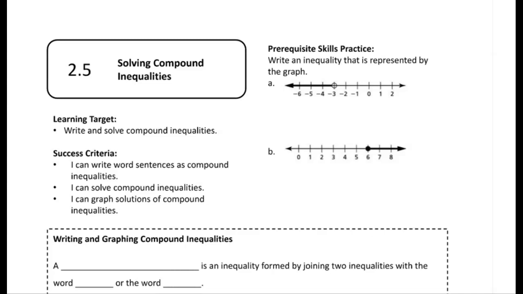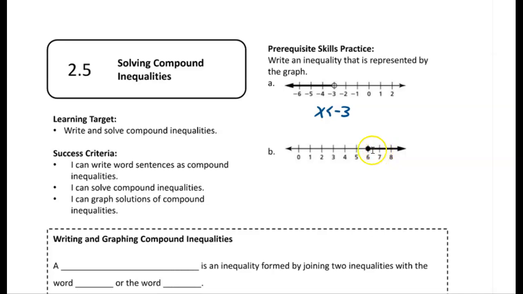These notes are over section 2.5, solving compound inequalities. First, let's do a quick warm-up. This says to write an inequality that is represented by this graph. So it has an open circle at -3 and points left. That's less than. So x is less than -3.